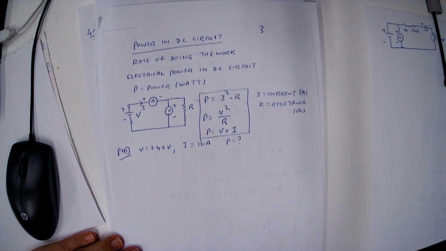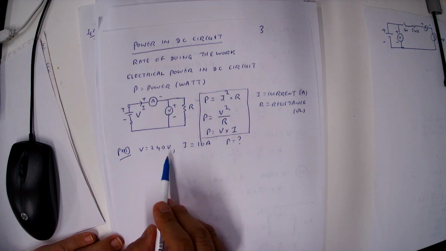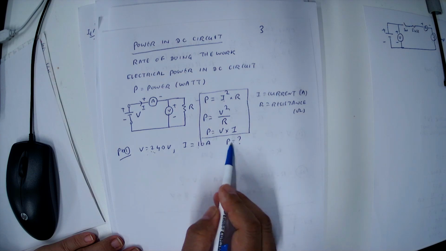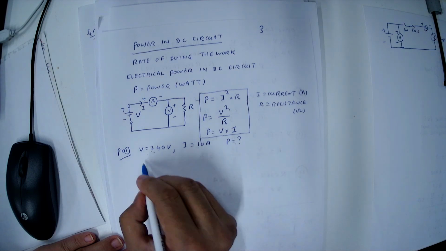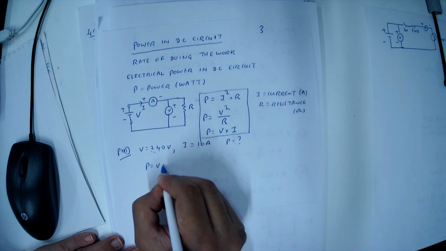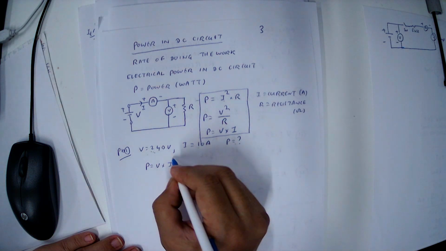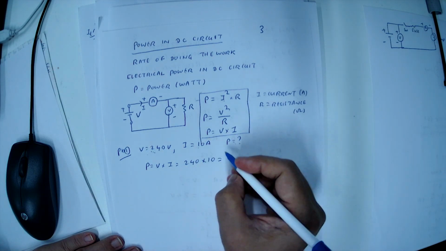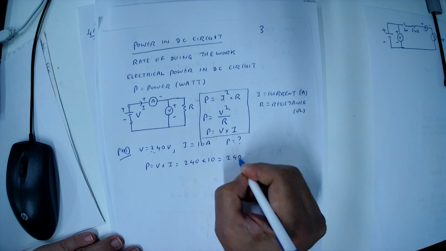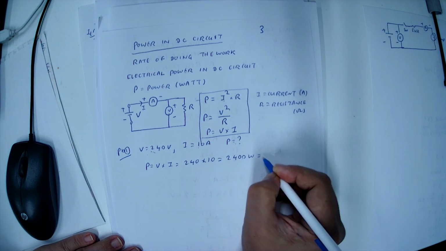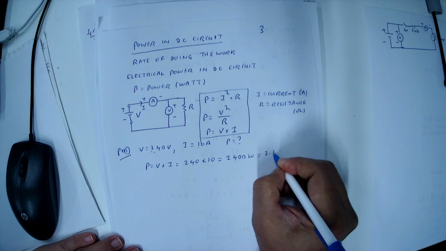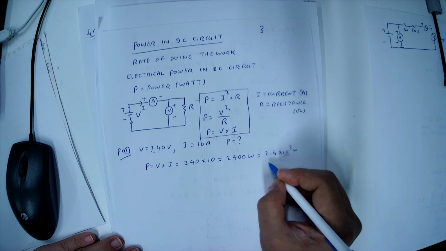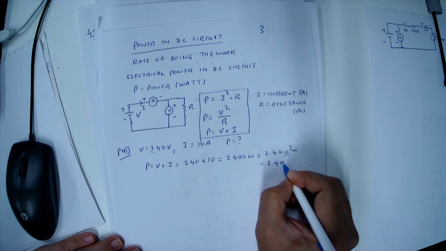So this problem: we know that voltage is 240 volt, current 10 ampere. We have to calculate the power. So we write down the equation P equal to V multiply I. So voltage 240, current 10 ampere. So you got 2400 watt. This is equal to 2.4 into 10 power 3 watt, or 10 power 3 is kilo, so 2.4 kilowatt.